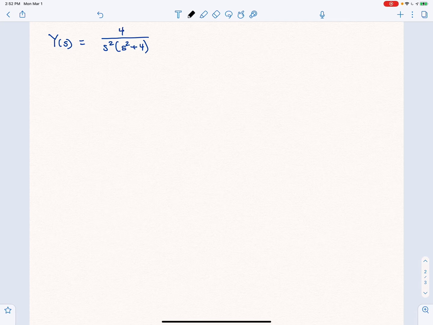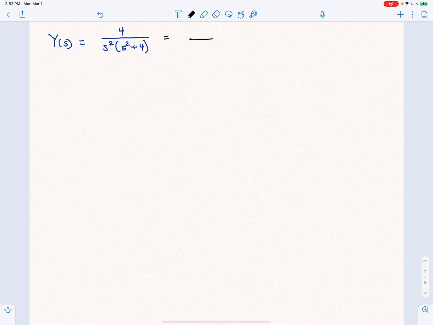So here we're going to find the inverse by using the convolution theorem. And yet again, we could use partial fractions and probably would be able to get through it reasonably quickly. But again, just illustrating the use of the convolution theorem. So looking at this, I'm going to break this up into two other transforms.